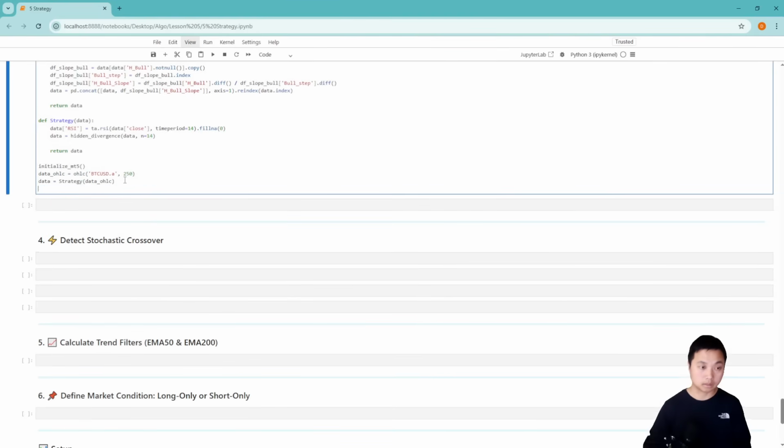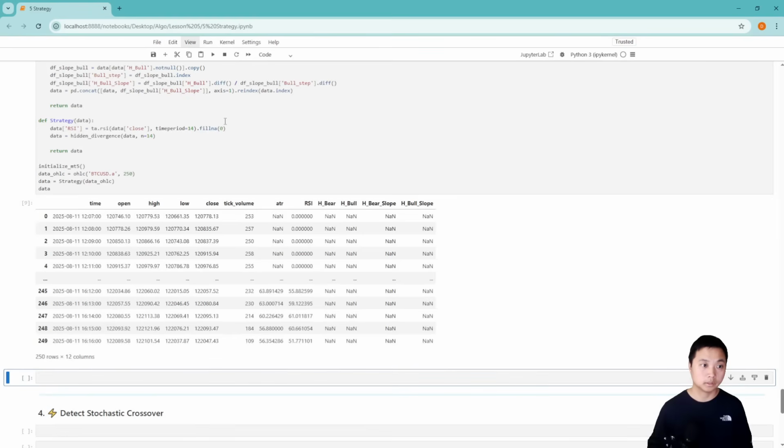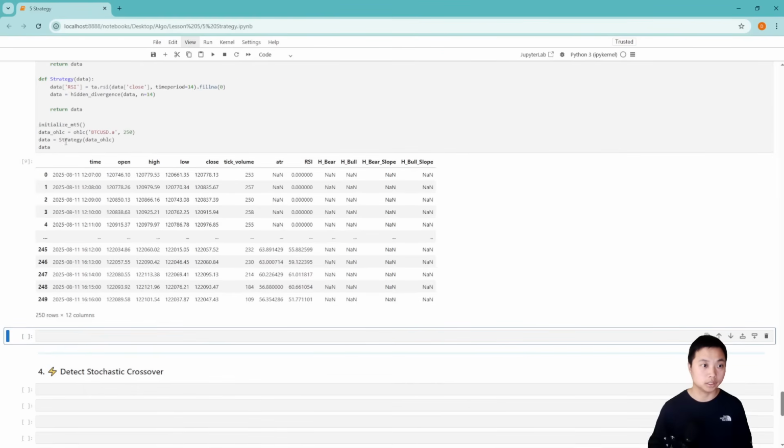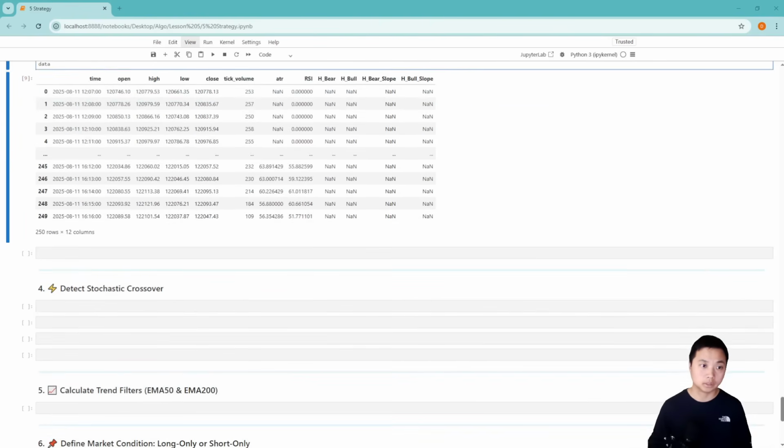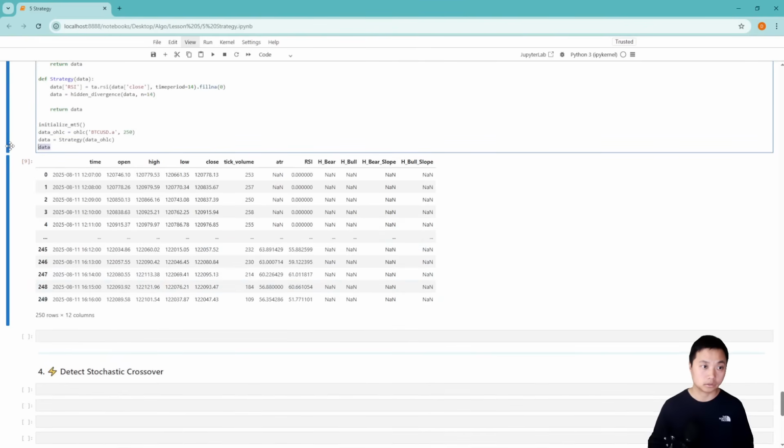All right, let's take a look first and see if we can retrieve the data. Excellent. What we've done is simply initialize the MT5 and retrieve the Bitcoin data with 250 bars, and then put everything into a pandas data frame.